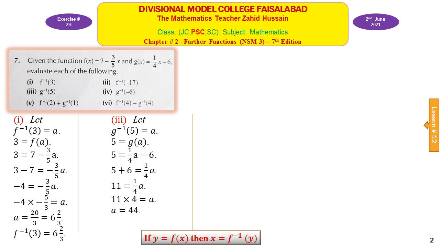and we get a is equal to 44, because we have supposed that a is equal to g inverse 5. So replace this a by g inverse 5 and put it equal to 44, which is the value of g inverse 5, and this value is 44.